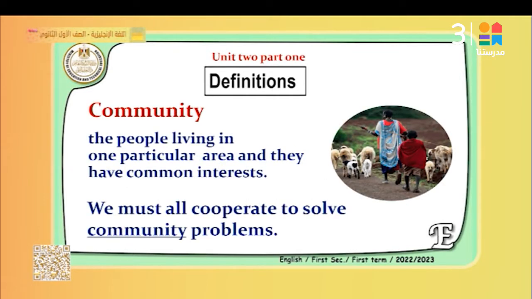Again, we have the word community, and we started with explaining this word. What does it mean, community? It means the people living in one particular area and they have common interests. So we can say the teachers community, we can say the rural community, we can say the local community. So we must all cooperate to solve the community problems. What's a community problems? Means a problem of the people.